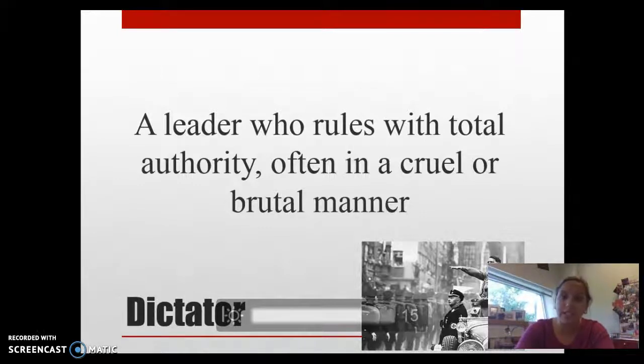So a dictator, remember, a dictator is a leader who rules with total authority, often in a cruel or brutal manner. I'm sure one of those people that immediately comes to mind for you is Adolf Hitler at this time. So dictator is your first vocabulary term.